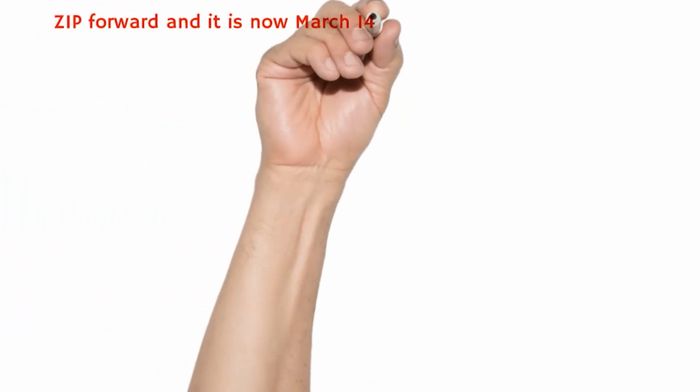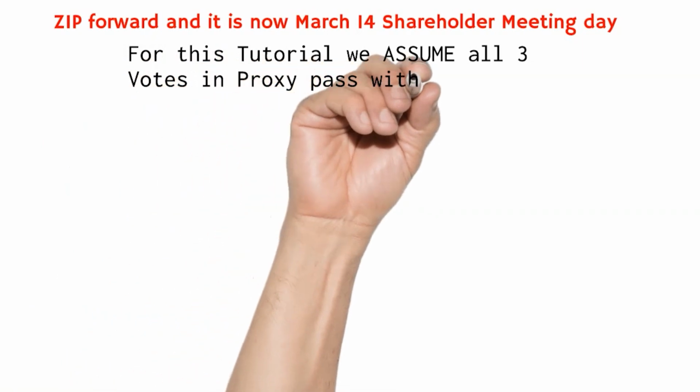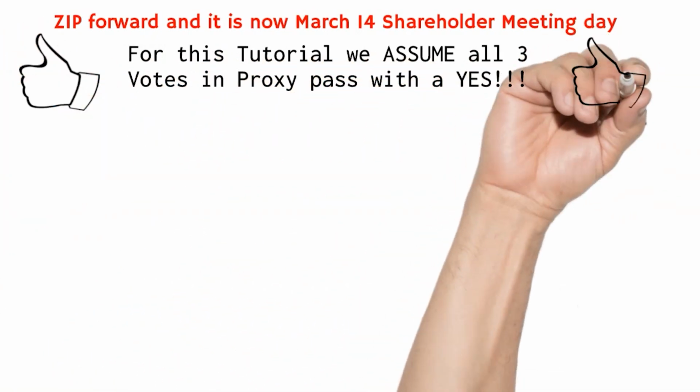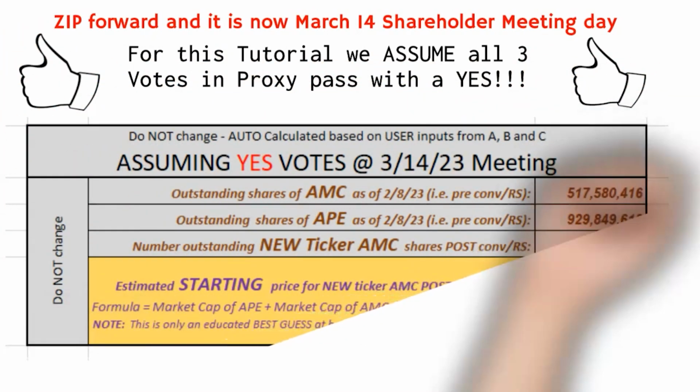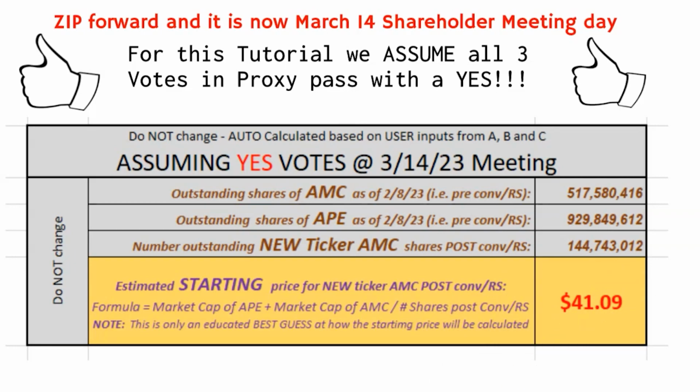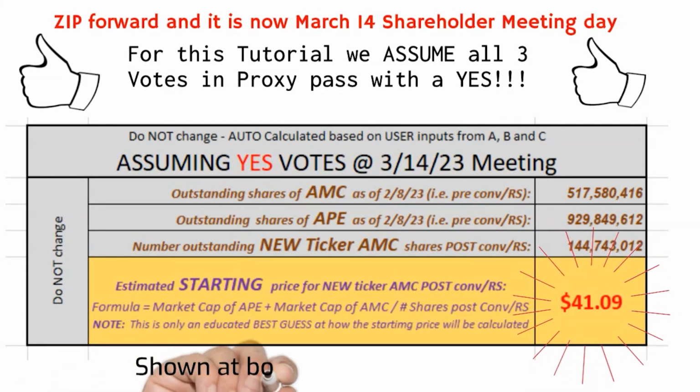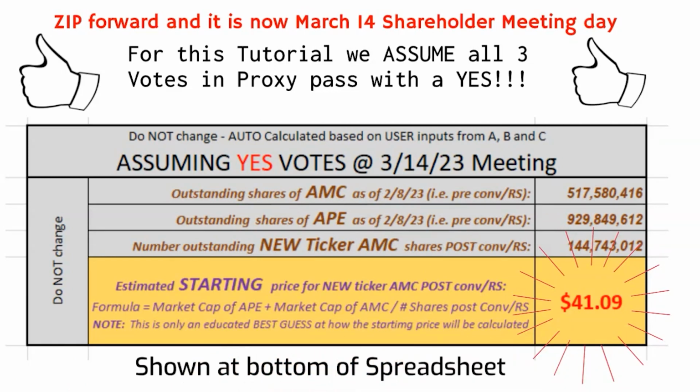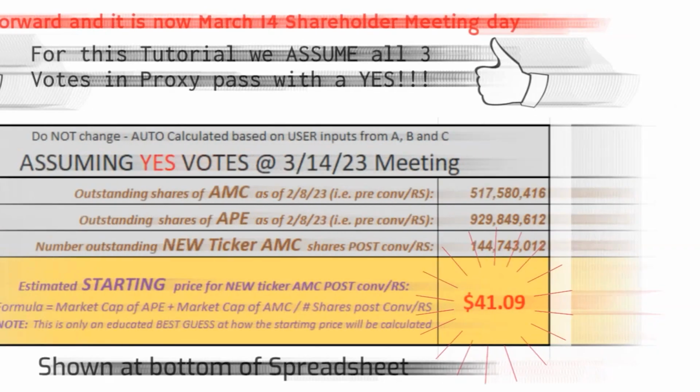This is where the POASS does its thing and spits out the analysis information. So let's first look at the section that assumes the votes pass. With passage the conversion and reverse split price for the new AMC share price will be $41.09. Keeping in mind this is based on the share price input in section C. This will be shown toward the bottom of the spreadsheet.